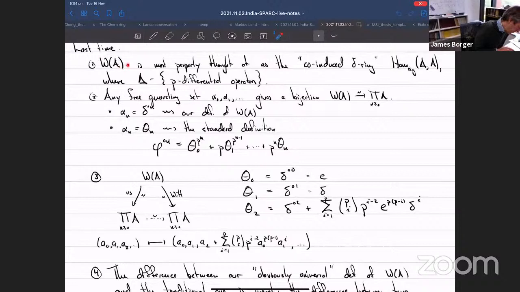So the Witt vectors, which remember were this infinite product, where the delta shifts the components, and the ring structure is defined by some exotic polynomials. They're more conceptually thought of as this co-induced delta ring.